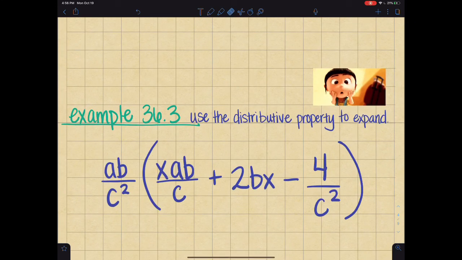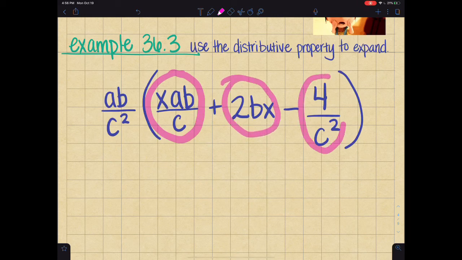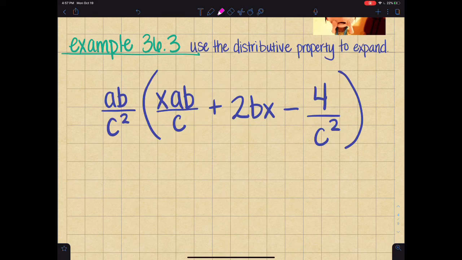That's my job. So we're going to move on to example 36.3, and it says use the distributive property to expand all of this. So they are making it more complex, just like I promised, because check this out. There's one expression, two expressions, three expressions within the parentheses there. So we're going to have to do three separate multiplication problems. So we better get going.